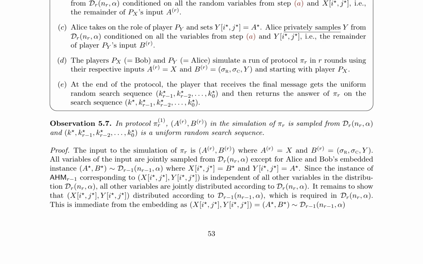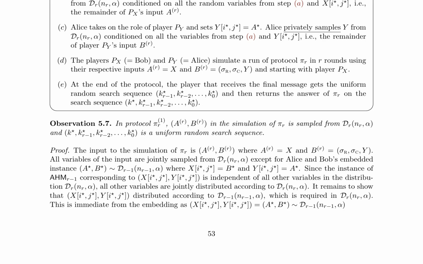The players then simulate a run of protocol pi^r using their respective inputs A_r equals X and B_r equals sigma_r, sigma_c, Y, starting with player PX. At the end of the protocol, the player that receives the final message gets the uniform random search sequence k-star_{r-1}, k-star_{r-2}, ..., k-star_0, and returns the answer of pi^r on the search sequence k-star_{r-1}, k-star_{r-2}, ..., k-star_0.